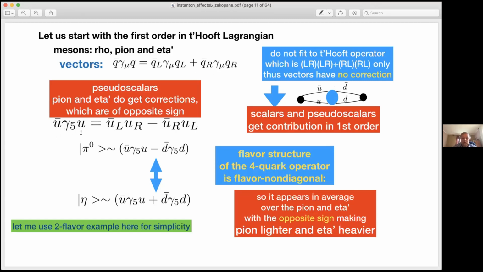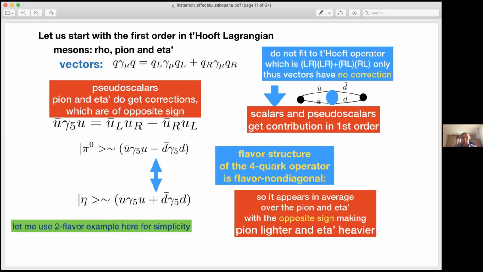However, if you go to pseudoscalars, they are left-right and right-left. So if these black dots are pseudoscalar operators, then there is such a diagram. Furthermore, if you write the operator which produces pi zero, that would be this one, or eta prime, or eta, for two flavors this is this one. And you multiply two of them, two black dots, you see that there is a cross term which makes u bar u into d bar d. And this is how it's written here.